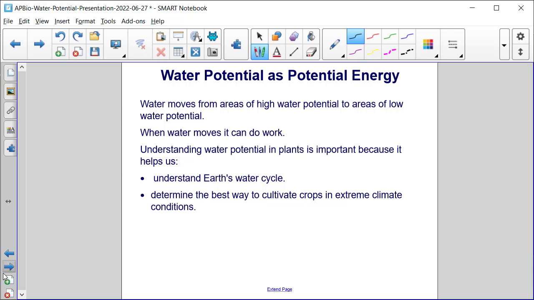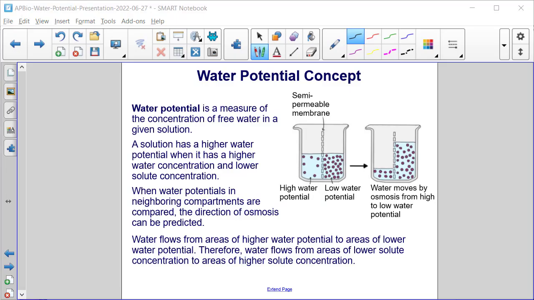Understanding water potential in plants is important because it helps us understand Earth's water cycle, and it helps us determine the best way to cultivate crops in extreme climate conditions. Water potential is a measure of the concentration of free water in a given solution. A solution has a higher water potential when it has a higher water concentration and a lower solute concentration.